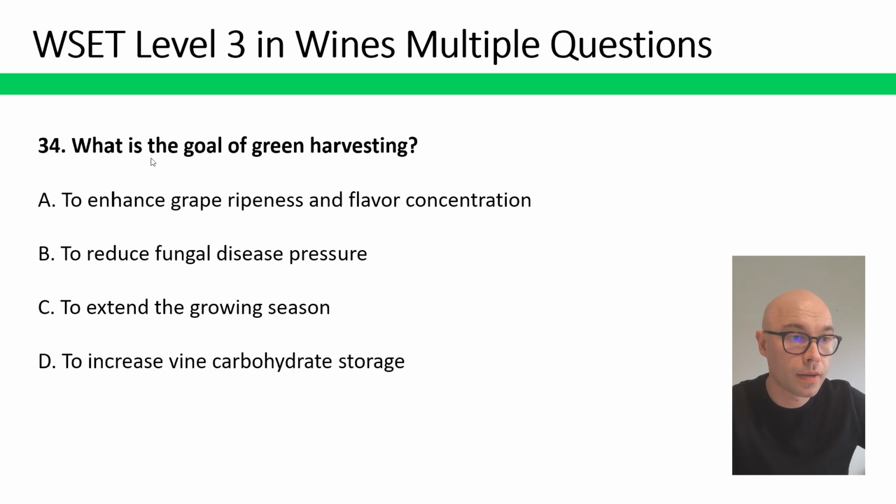What is the goal of green harvesting? To enhance ripeness and flavor concentration, to reduce fungal disease pressure, to extend growing season, to increase vine carbohydrate storage. So the correct answer is A, to enhance grape ripeness and flavor concentration. So removing excess grapes in order for the ones that are still on the vine to be ripe and concentrated.